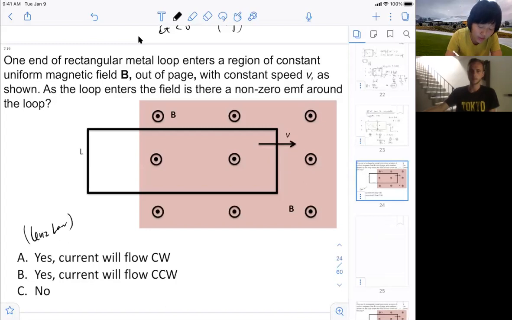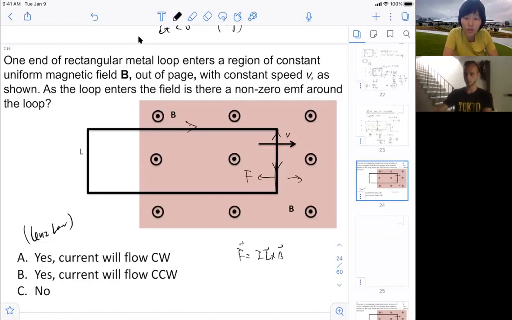In the sense that if the current is flowing clockwise, there would be a force exerted on this leg. The force on the current, if you still remember how to do this, is IL cross B. So IL cross B gives you a force that is pointing to the left. And it has to be that way, because if your current is flowing counterclockwise, the reverse direction, then you will have a force pointing in this direction. So as soon as you give this loop a little push, it's going to experience a force that drags it moving even more.